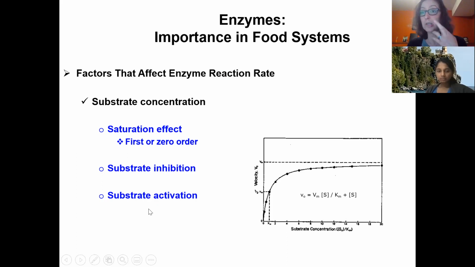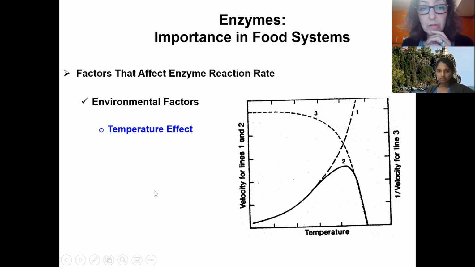Sometimes you need substrate activation, where the substrate actually binds at a different location and enhances the active site, changing its structure in a way that it now has better affinity to the substrate. So these are the 3 main effects. Environmental factors, temperature effects. Here, we all know that with an increase in temperature, we have higher thermodynamics, so we get higher velocity. You have more movements, you have more interactions.